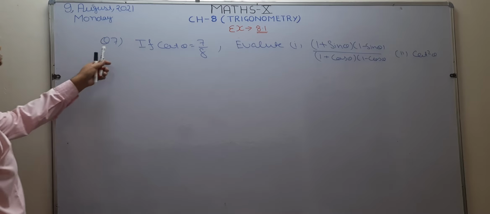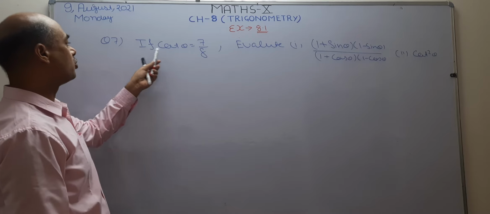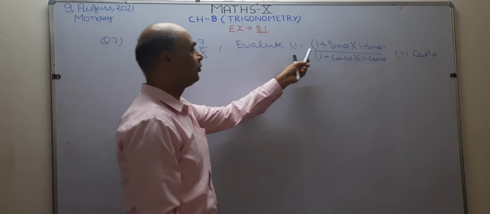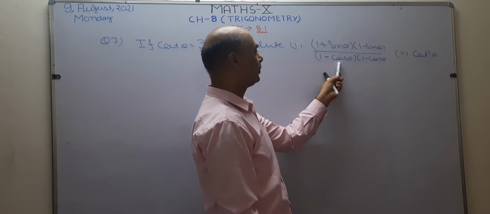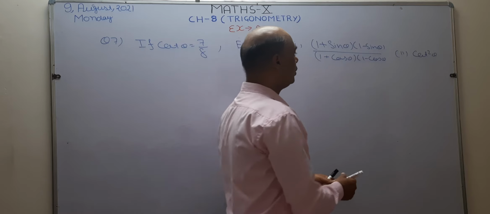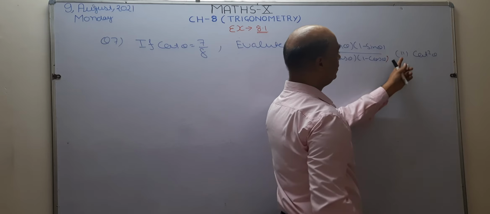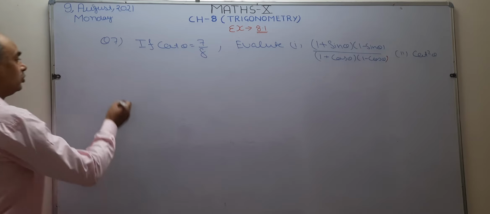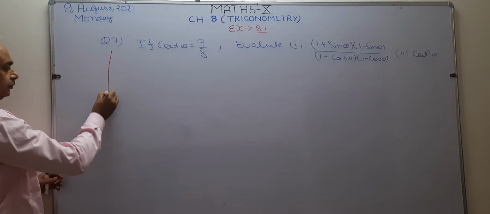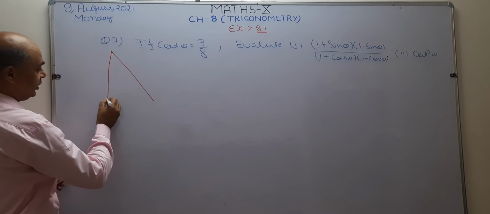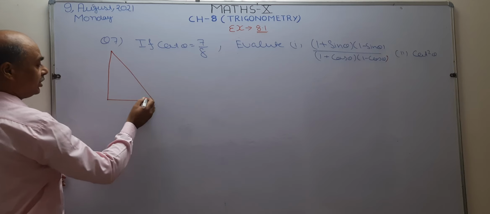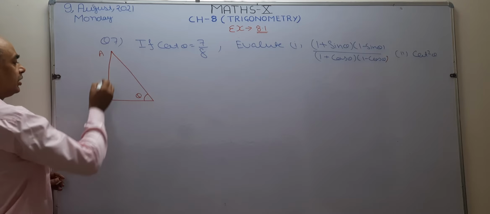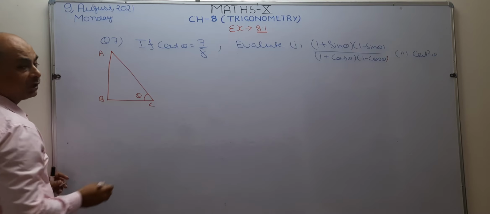Now we are going to solve question number 7. What is given? If cot theta is equal to 7 by 8, we have to find the value of (1 plus sin theta)(1 minus sin theta) by (1 plus cos theta)(1 minus cos theta), and in the second part, cot square theta. First I want to construct one right angle. Suppose this is your right angle. Now this angle theta is given, so I take this theta at the base and I name this triangle ABC. Clear?